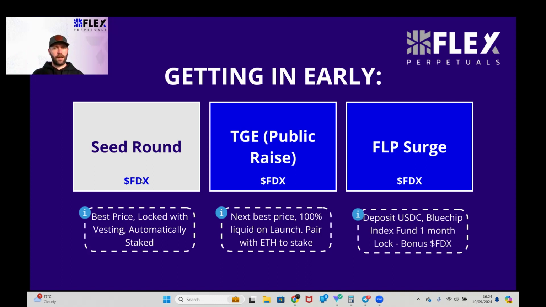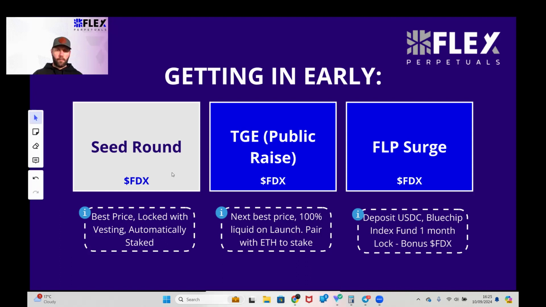And the launch date for that FLP surge is to be announced. But this will be one of those opportunities where you have to act quickly. The quicker you act, the better terms you will receive. So those are the 3 stages that you can get involved in Flex Perpetuals prior to launch. So you're getting in at the ground level with these 3 different opportunities.